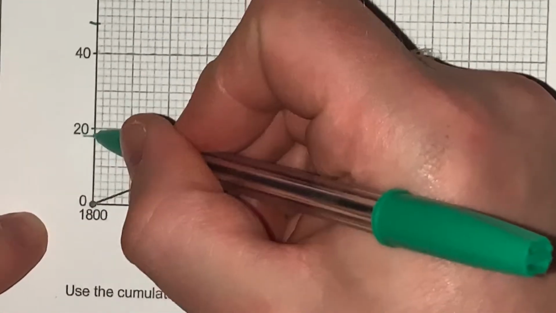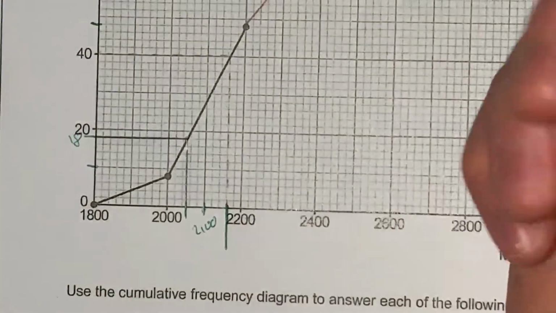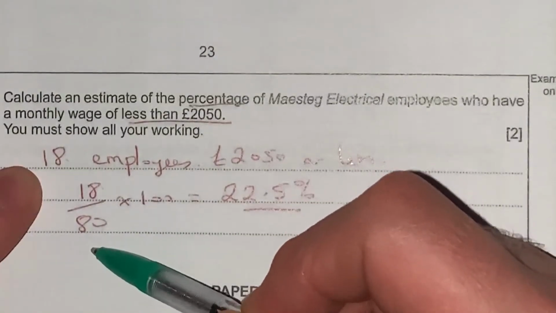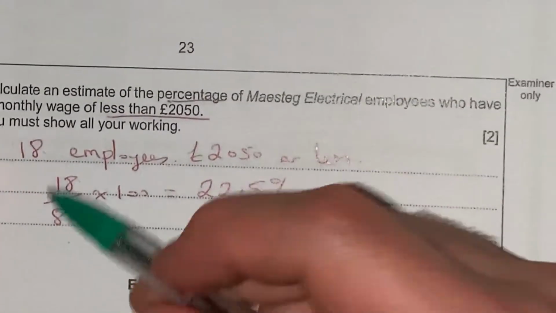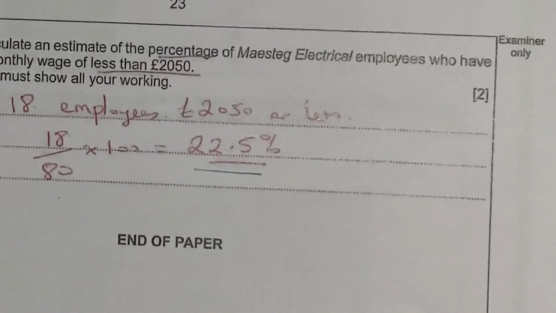From there, going up in 2s, there's got to be 18 people. So as an estimate, as a percentage, 18 people out of how many? 80. Times by 100. 18 out of 80 gives you 1 mark. Times it by 100 then to find the percentage, we get your second mark of 22.5.